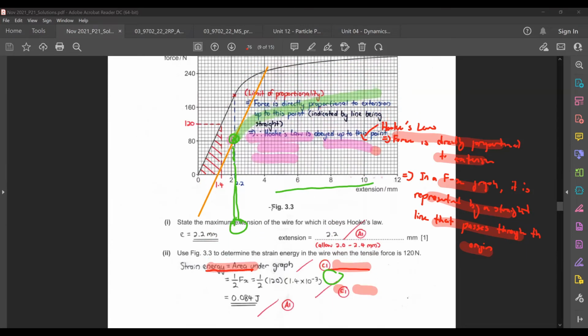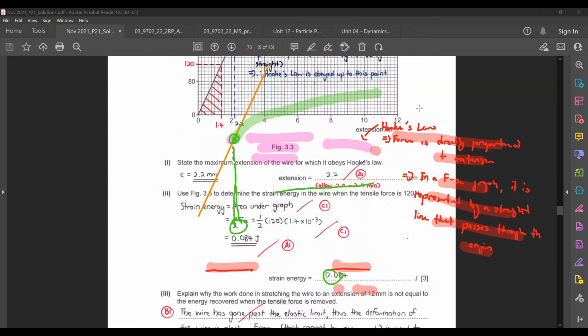Okay, so that one is okay. Now for figure 3.3, determine the strain energy in the wire when the tensile force is 120 newtons. Let me just clear off the drawing.